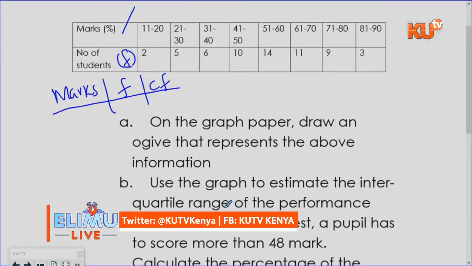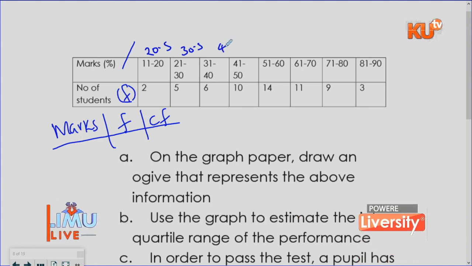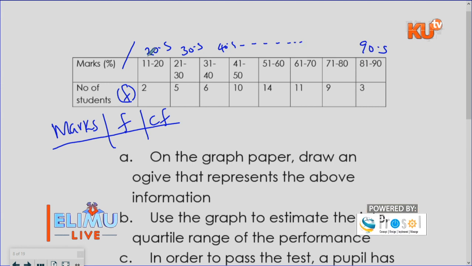So, from all these classes, from 11 to 20, 21 and so on, we only need the upper limits. The upper limit for this one is 20.5. Then this one is 30.5, 40.5, like that, up to 90.5. Then we assume there was another class which came before 11 to 20. Let's say that class was 1 to 10. So the upper limit of this class is 10.5. However, no one scored between 1 and 10.